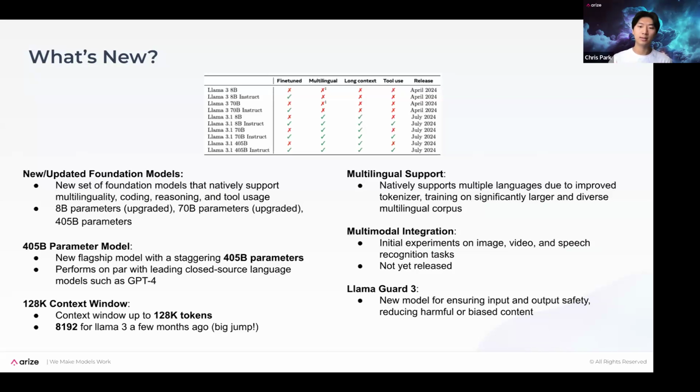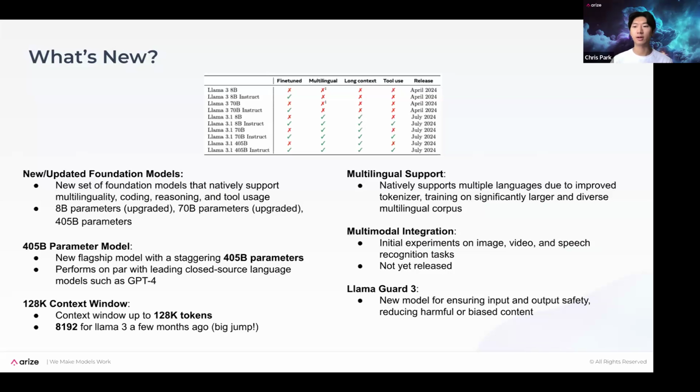And a lot of the data that they used was multilingual. So they have multilingual support, I think around 8 languages. And we'll look at some of that later, as well as some initial experiments on multimodal integration, so image, video, and speech. But this is not released yet. But I believe they're going to incorporate this onto basically all Meta platforms, which I think will be interesting. And then Llama Guard 3, they introduced for content safety, filtering, stuff like that. So yeah, a lot of big stuff.